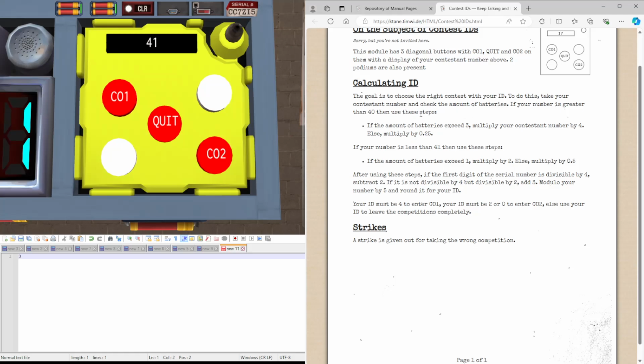41. 41 is greater than 40, so we're going to be using this again. The batteries does exceed 3, so we multiply by 4. 41 times 4 is 164. The first digit of the serial number is divisible by 4? It's not, it's 7 again. I mean, this one is not going to apply either. So we're just going to be moduloing by 5 again. Moduloing this by 5, we get 4. 4 is one of our IDs that we can use, so we're in competition 1.